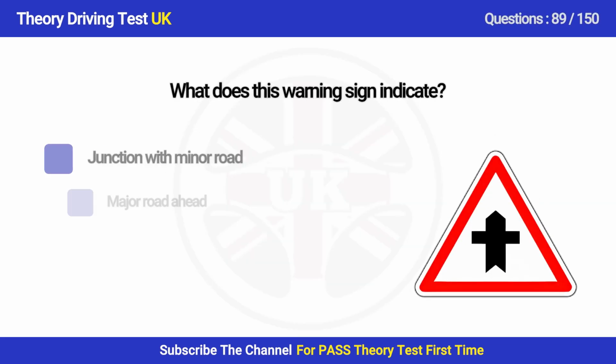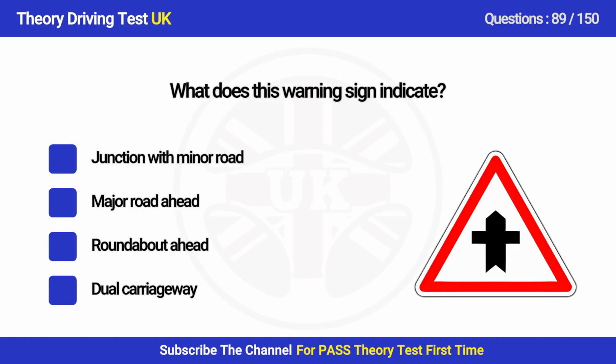Question 89. What does this warning sign indicate? A. Junction with minor road. B. Major road ahead. C. Roundabout ahead. D. Dual carriageway.